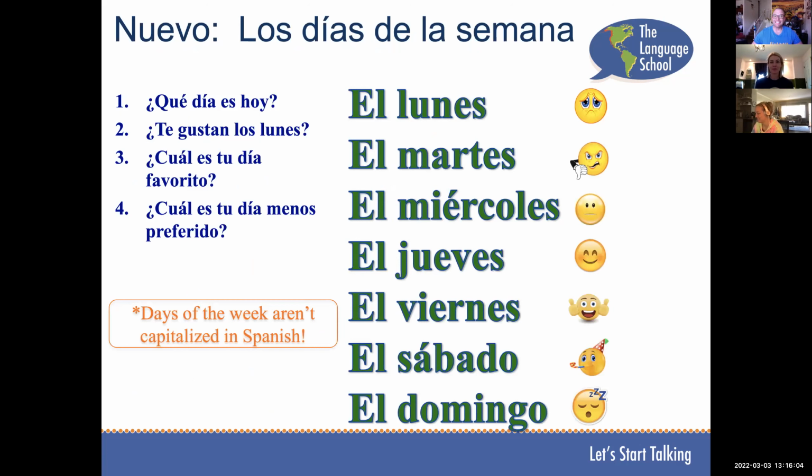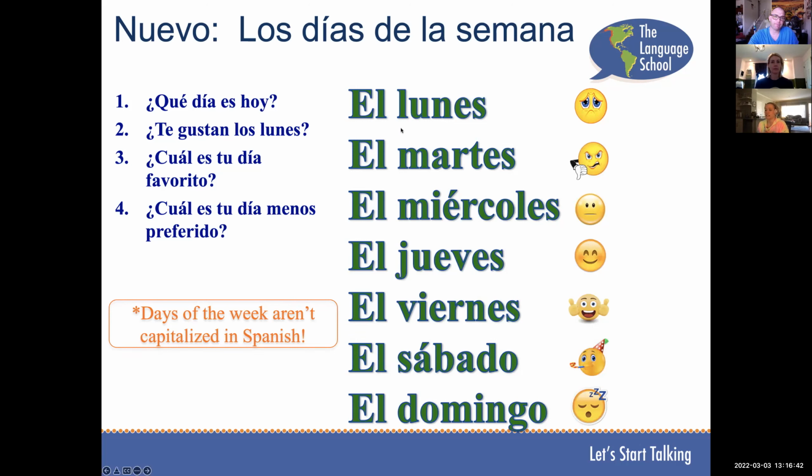Ok, vamos con los días de la semana. Empezando with the sad face, right? That's got to be Monday. Repiten. El lunes, el martes, el miércoles, el jueves, el viernes, el sábado, el domingo. Okay, muy bien.